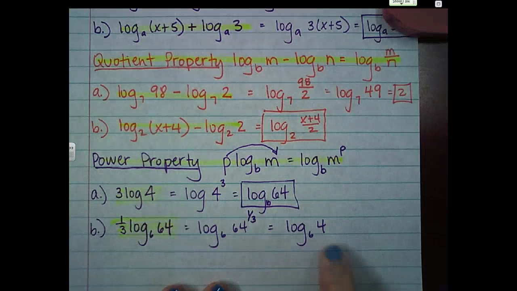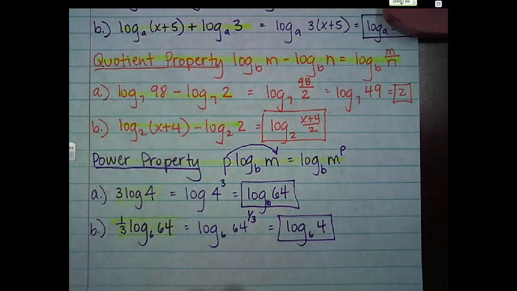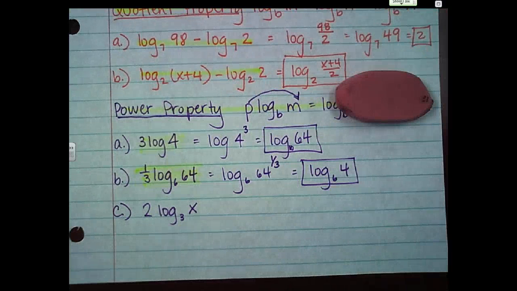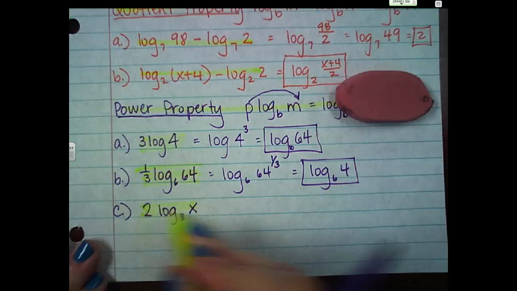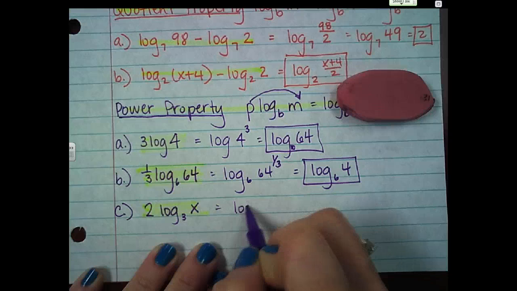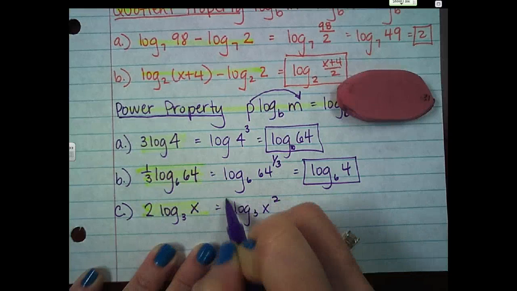Now, you can't find this value. I can rewrite 4 as 2 squared, but I can't rewrite 6 as 2 to any power. If this was an 8 and a 4, I could do it. So that's as far as you can get. Go to C. 2 log base 3 of x. It's the same as log base 3 of x squared.